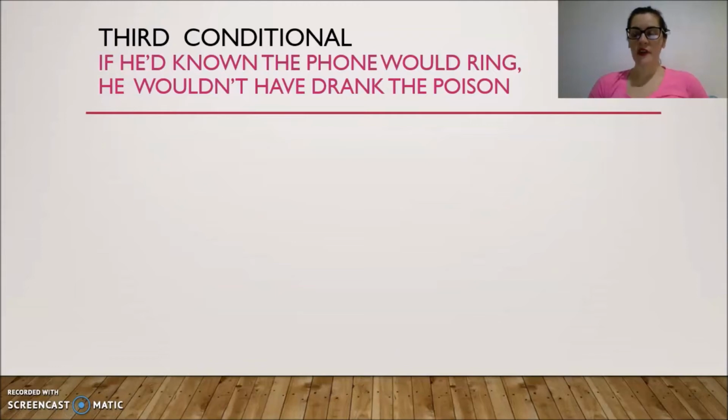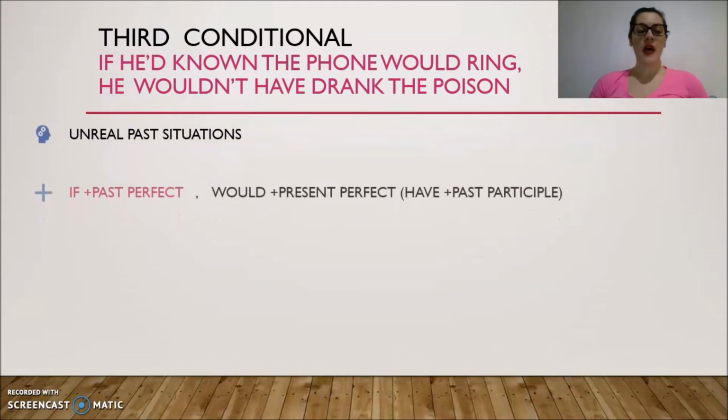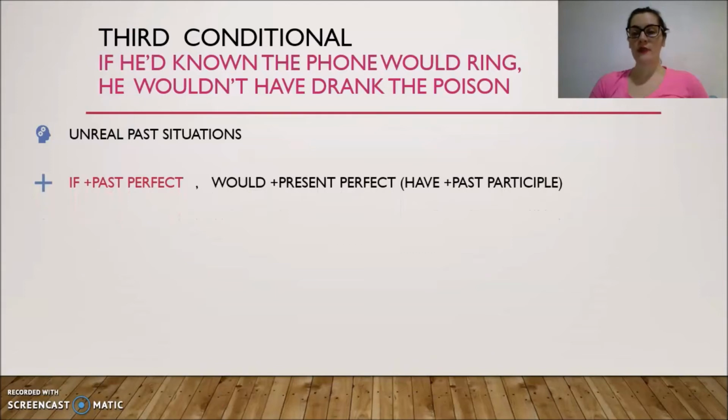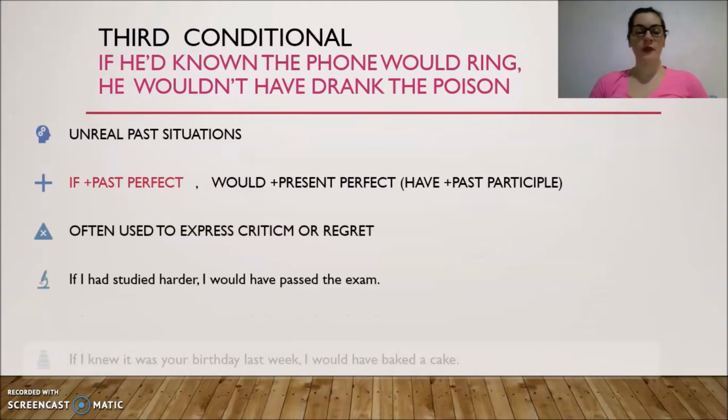And here we have our third conditional, which is often used to express regret about some past situation that didn't even happen. And it's unreal because we cannot change the past. So we're just imagining how things would have been different. So we have our imaginary past condition and imaginary past result. And our structure looks like if plus past perfect and would plus present perfect. We can also use other modals instead of would.